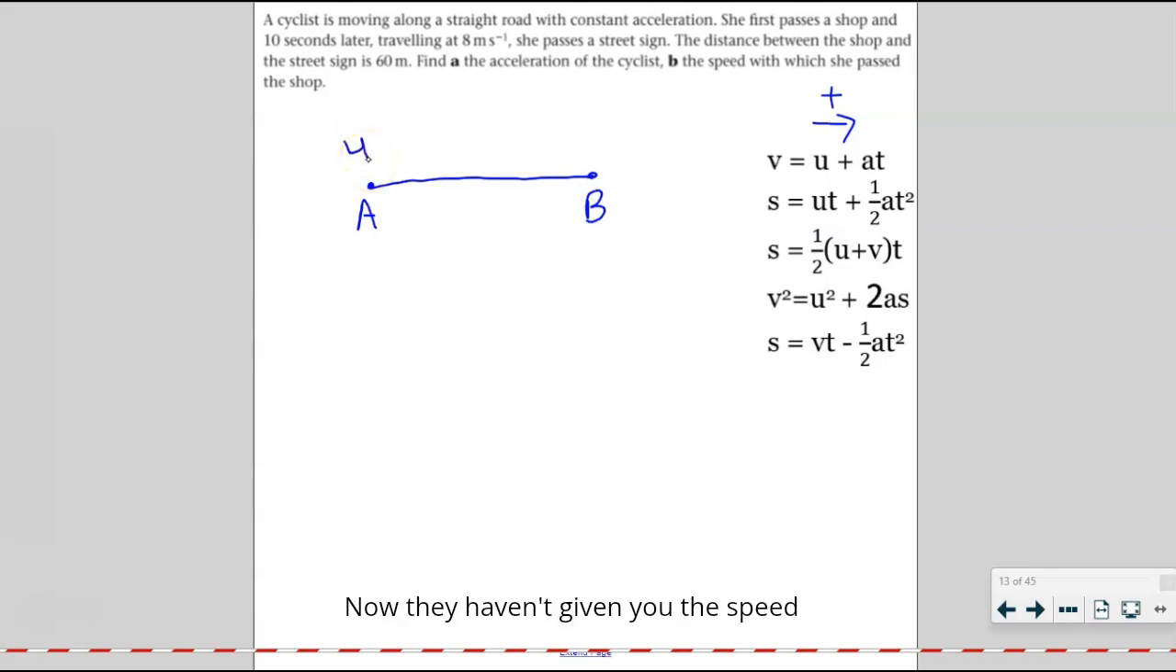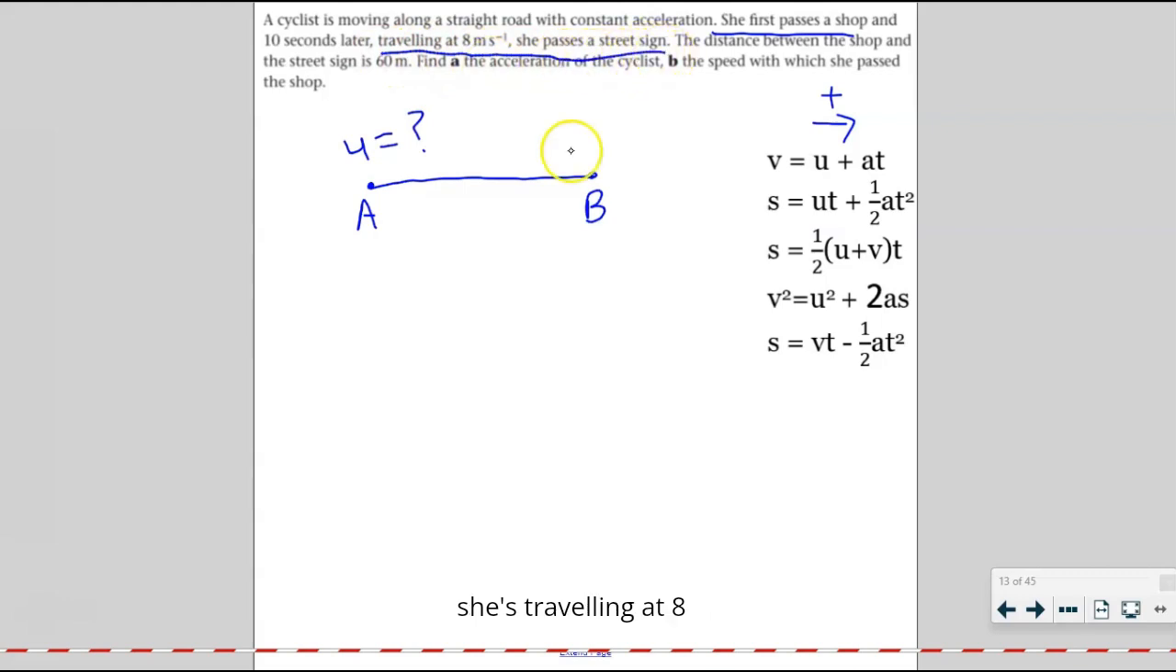Now they haven't given you the speed where she passes the shop. So this is the starting speed. Now we don't know the speed, so we just put a question mark, which is u. And she passes the street sign when she's traveling at 8. And the distance is 60 meters, and the time is 10 seconds.